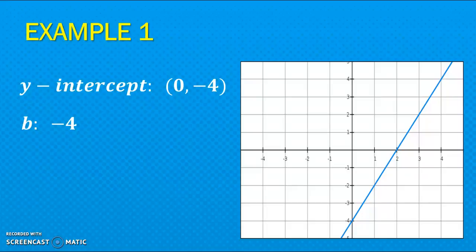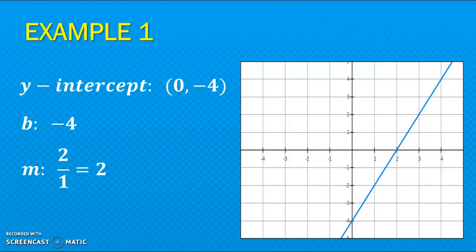The next thing we have to do is identify our slope. If we start at -4, we want to find a point where the line crosses the grid lines right at a corner. It crosses right here at (1, -2). Let's count that slope. Starting at -4, we go up 1, 2, and over 1. So our slope is 2/1, which is just 2.